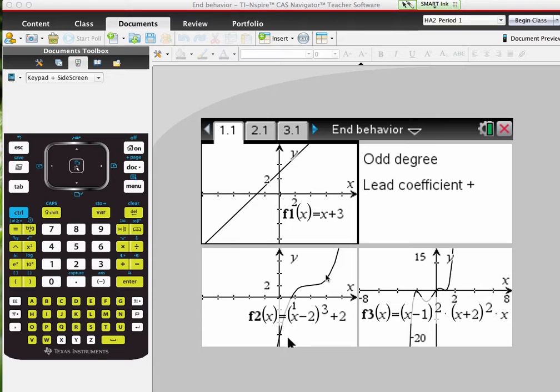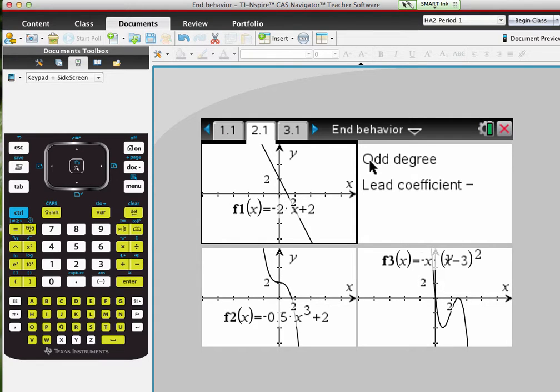Now, that's not talking about what behavior is going on in the middle of the function. It's literally talking about the ends of the function. So this function would continue to go down and left and up and right. Same thing. Up and right, rises to the right, falls to the left.